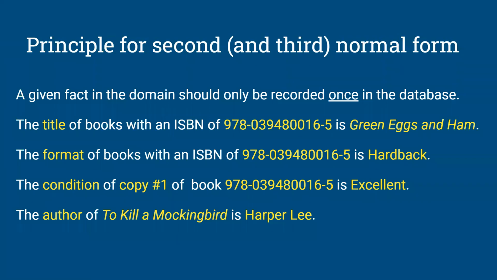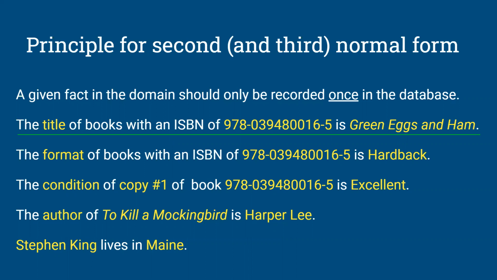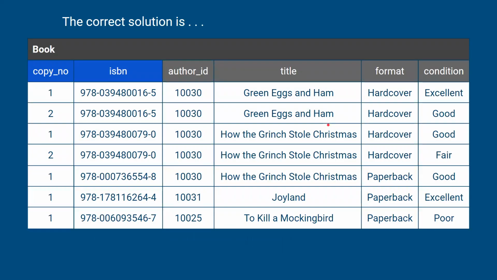The author of To Kill a Mockingbird is Harper Lee. That should only be stored once. Stephen King lives in Maine. These are all facts. So let's take a look at this one. The title of that ISBN that ends in 5 is Green Eggs and Ham. Here, we've recorded this fact twice in the database. The title of this ISBN is Green Eggs and Ham, and the title of this ISBN is Green Eggs and Ham. We've got two places to record that fact. That's the underlying problem here.